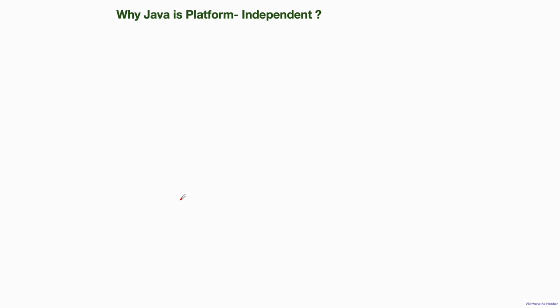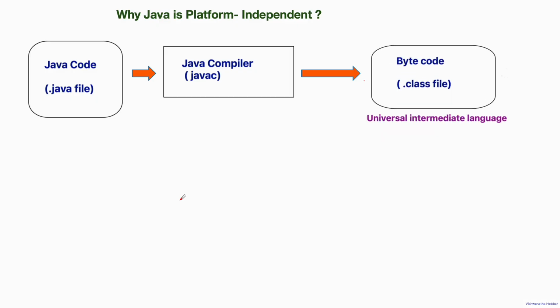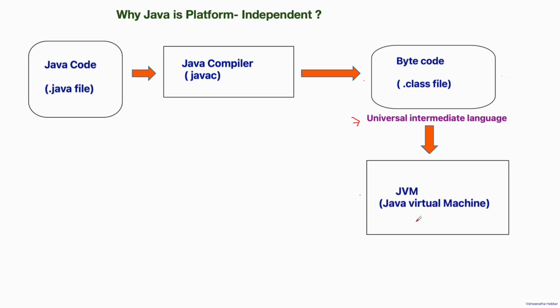This is how it works. You write Java code in a .java extension file, and then the Java compiler will convert that .java file into a .class file, that is called bytecode. This is a universal intermediate language, we can call it, because this is understood by the JVM, and JVM will run this class file.